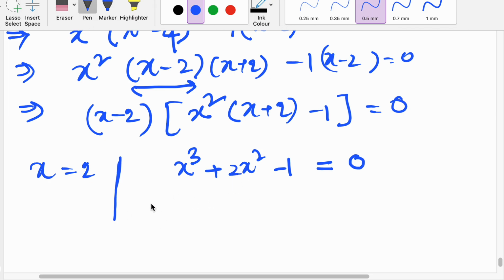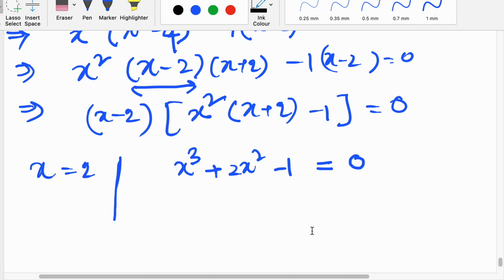So let me do it. Here how I will do it, I don't know. Okay, let's see. I put x square in this way, then I have to take. Okay, don't think too much. It is hard to solve.